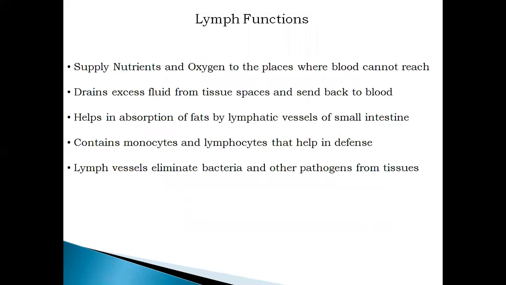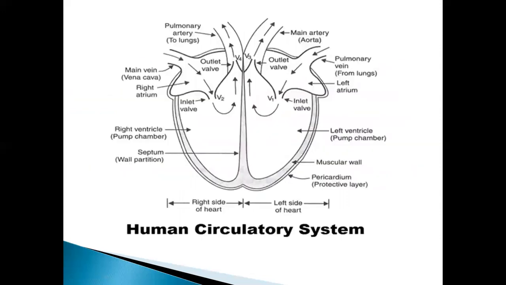The functions of lymph include supplying nutrients and oxygen to the places where blood cannot reach. They drain the excess fluid from tissue spaces and send it back to the blood. They help in absorption of fats by lymphatic vessels in the small intestine. Then they contain monocytes and lymphocytes, as we have seen earlier, majorly lymphocytes and monocytes from the other WBCs. They help in defense and they eliminate bacteria and other pathogens from the tissues.